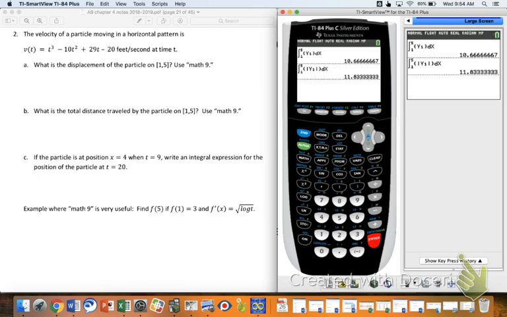11.8333. So the fact that displacement and total distance traveled are different numbers, what does that tell you about this object? What did it for sure do? It for sure turned around somewhere, at least once, right? Maybe more than once, but it for sure turned around at least one time. That's right.